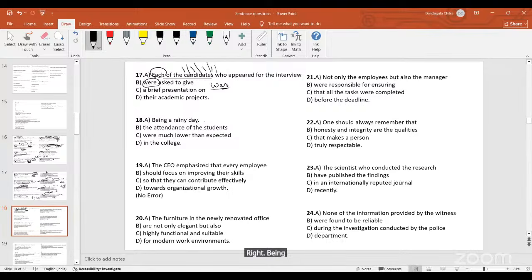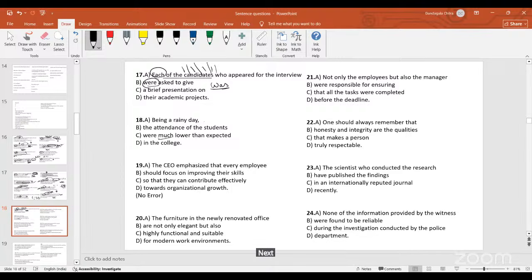Being a rainy day, the attendance of the students were much lower than expected in the college. The error is in option A, sir, it being a rainy day. Option C, sir. Why? Much removed, sir. Were lower than expected. Much lower than expected. Okay, you can consider this much as an excessive word. So that is the answer.